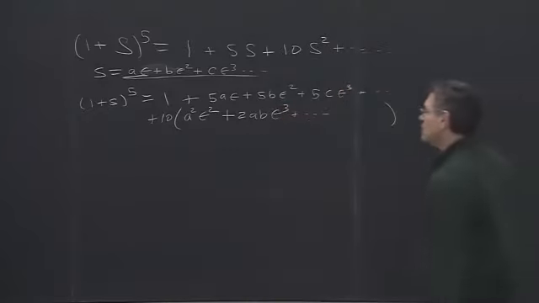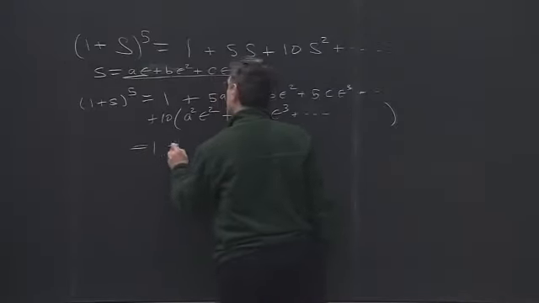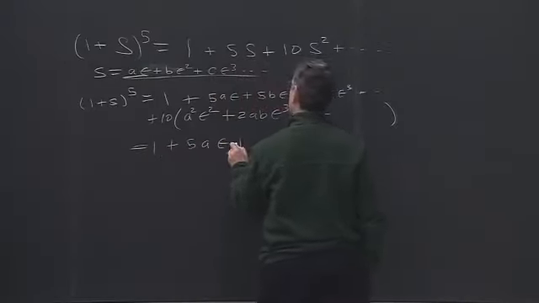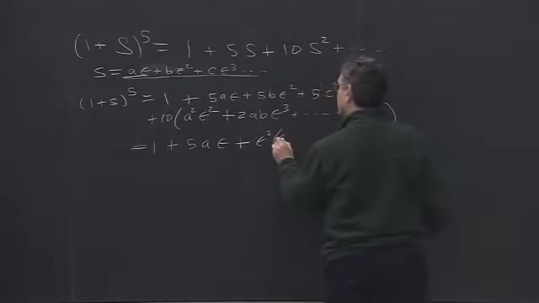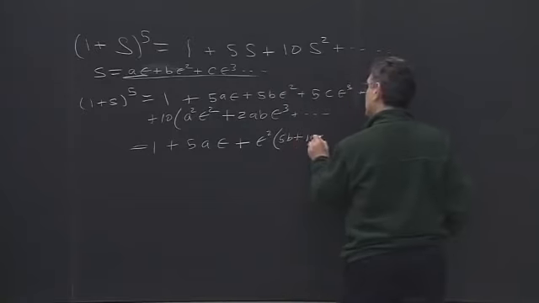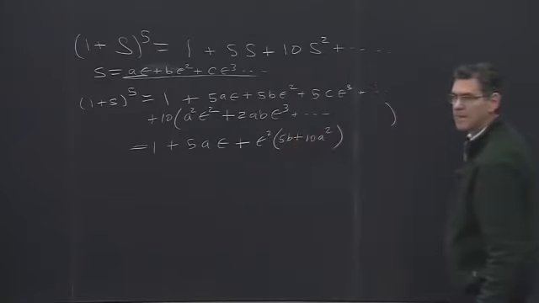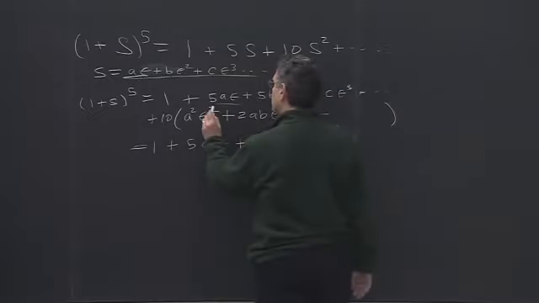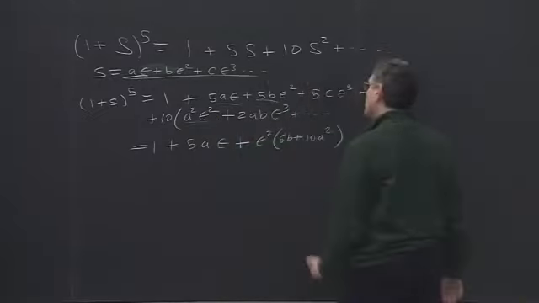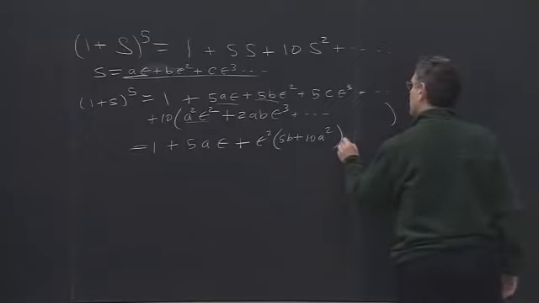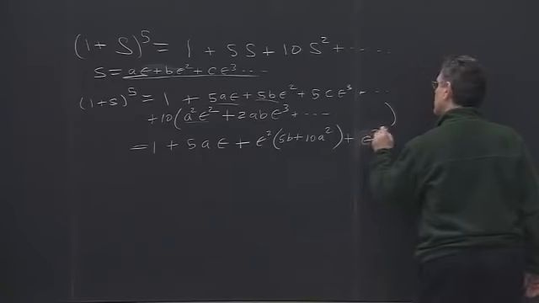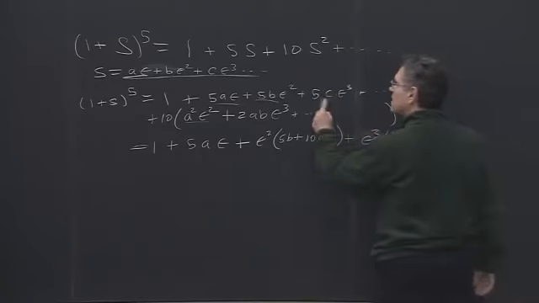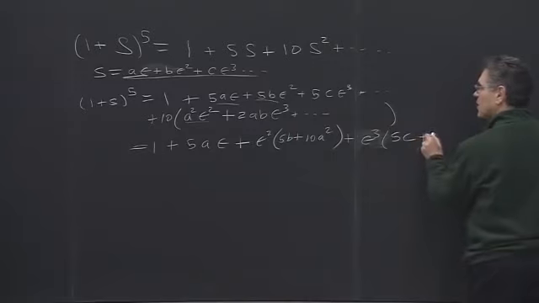So if you write this out, you get 1 plus 5A epsilon plus epsilon squared, and there are 2 terms. There is a 5B plus a 10A squared. And I don't know whether we have the strength to keep going, but maybe. Then we have epsilon cubed times 5C, and then plus 20AB.